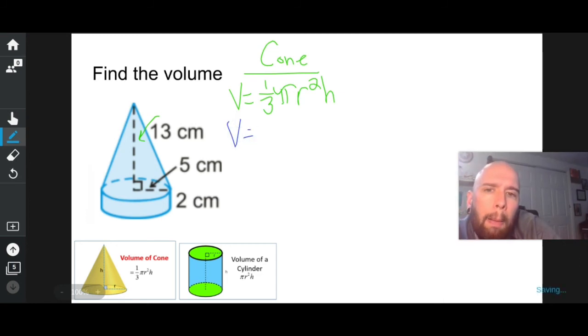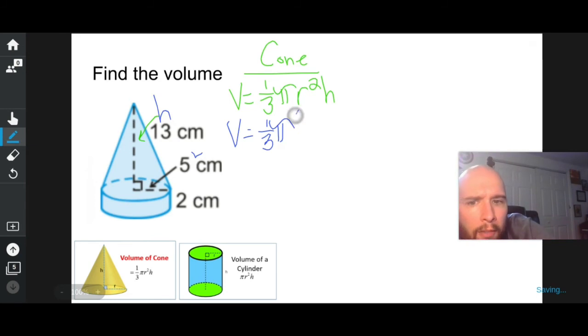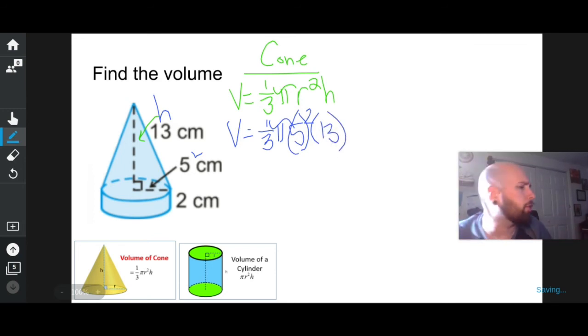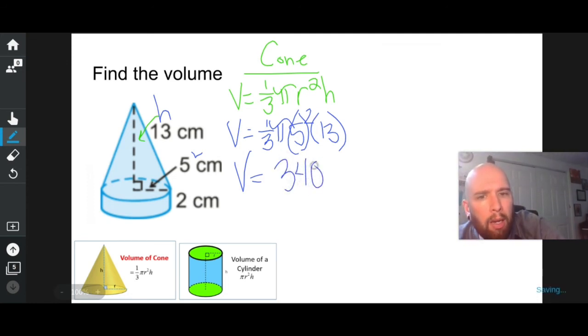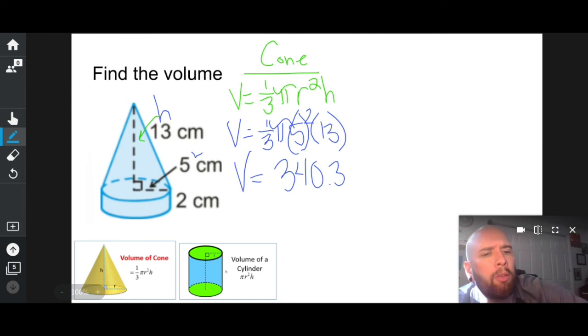Anyway, 1/3 pi. My radius is 5. My radius for both of these shapes will be 5. My height for the cone is 13. So I have 5 squared times my height, which is 13. What is 1/3 pi times 5 squared times 13? The answer is approximately 340.339. So 0.339 is going to be 0.3. And that's going to be centimeters cubed. I'll wait to write that out until the very end.